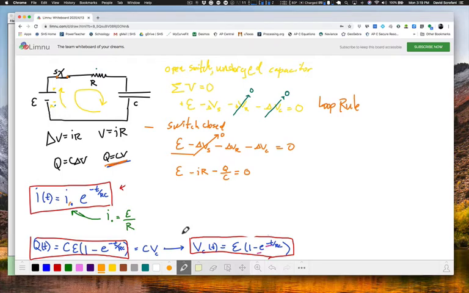I said this was a differential equation. It may not be immediately apparent to you why. I don't know that I see any derivatives in here yet, but remember that the definition of current is rate of change of charge with time. So that's how we're going to get it. All right, so we're going to write this as big epsilon minus R dq/dt minus Q over C, and that's all equal to 0.